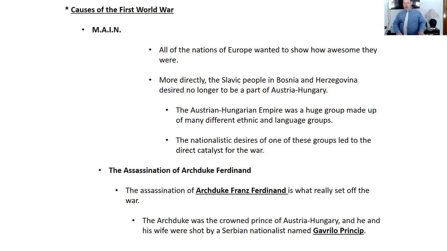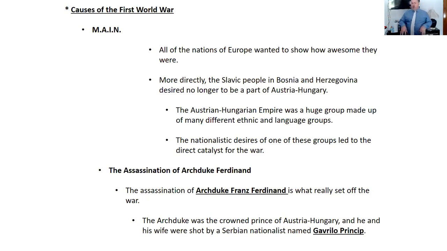The Austrian-Hungarian Empire was a huge group made up of many different ethnic and language groups, and the nationalistic desires of one of these groups led to the direct catalyst for the war, which was the assassination of Archduke Franz Ferdinand. The assassination of the Archduke is what really set off the war. It's a big powder keg. All these things are coming together to create the powder keg, but every powder keg needs a fuse, and the assassination of Archduke Franz Ferdinand is the fuse that blows the powder keg.